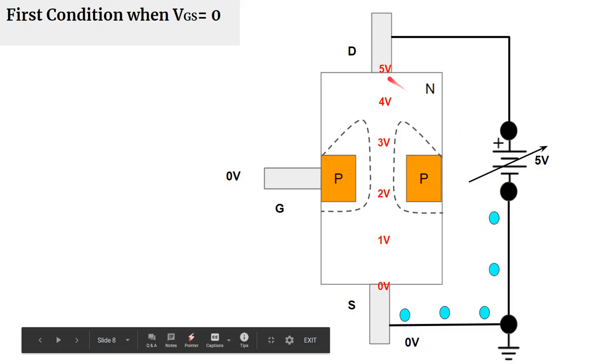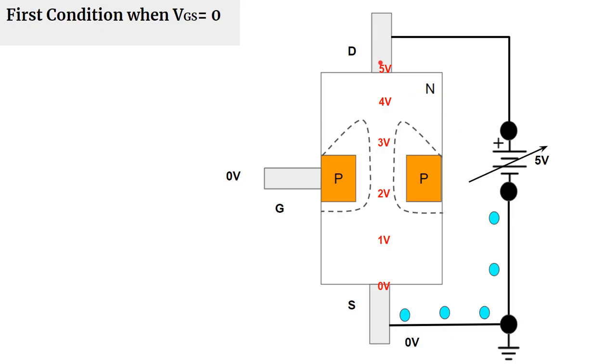Source is at 0 volt. So potential difference should be there for the flow of current between the drain and the source. Drain is at 5 volt, and then some potential drop will take place, and let's say at this point the voltage is 4 volt, and then further voltage drops. Let's say at this point the voltage is 3 volt, at this point 2 volt and 1 volt, and so on. So potential difference is taking place between the drain and the source.